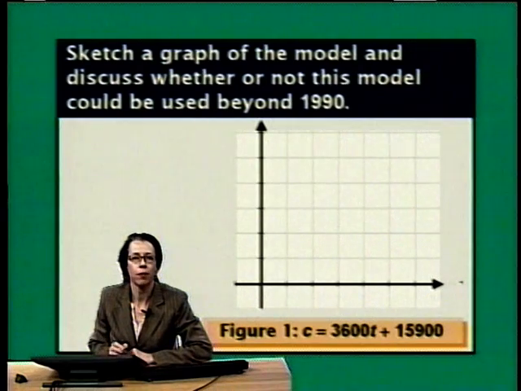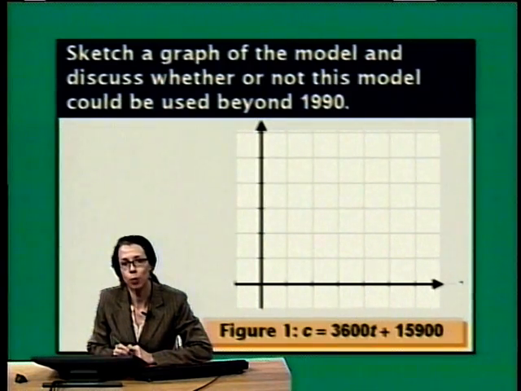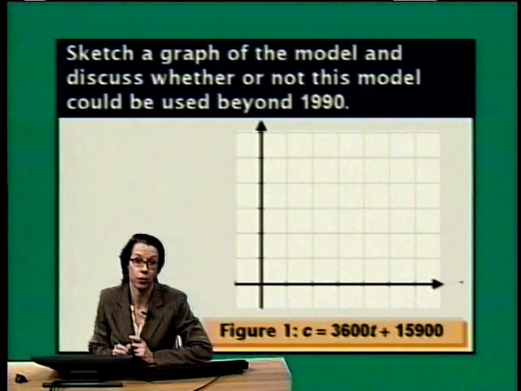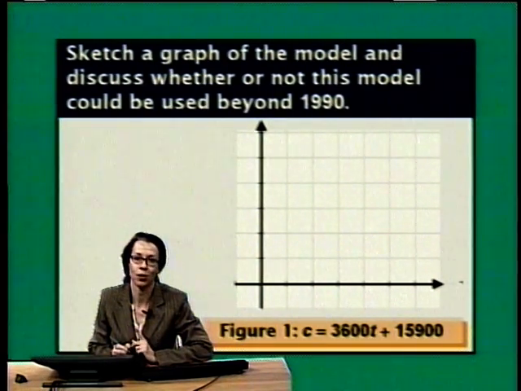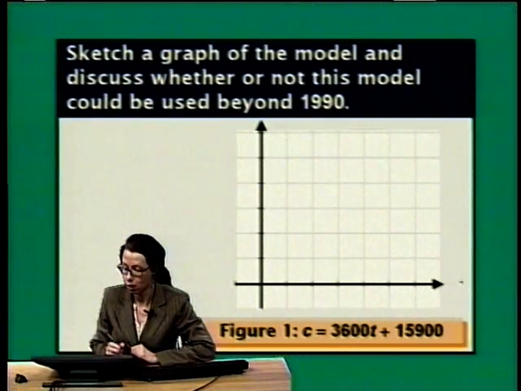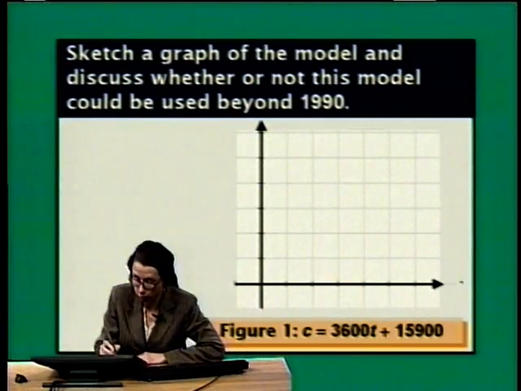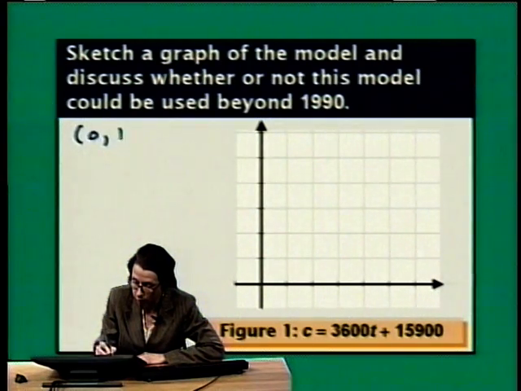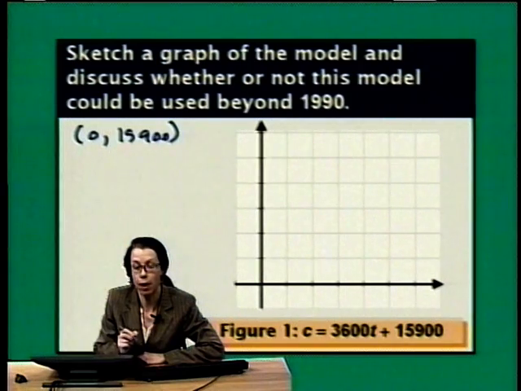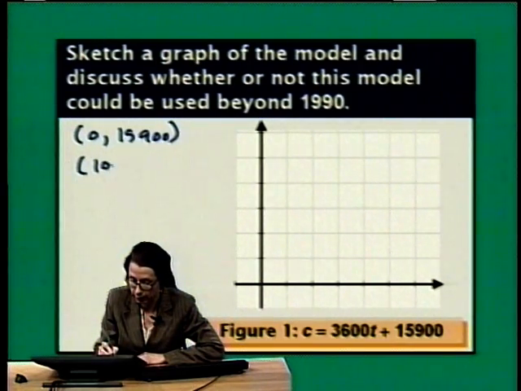Now let's sketch a graph of the model and discuss whether or not this model could be used beyond 1990. In the statement of the problem, we were told that the number of subscribers was increasing by about 3,600 subscribers per year during the 80s. So we want to just look at from 1980 to 1990. So I know that the vertical intercept is (0, 15,900).